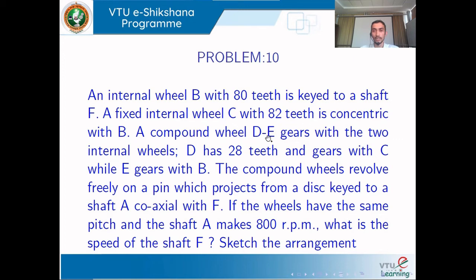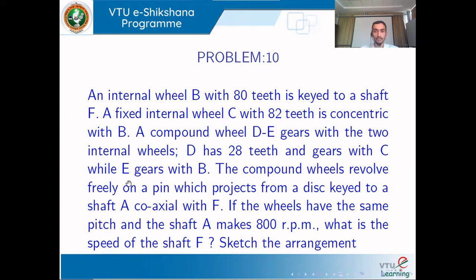A compound wheel DE gears with two internal wheels. So the power is transmitted between these two internal wheels using this compound gear. On this compound gear, D has got 28 teeth, and the teeth on E is not mentioned. And D will gear with C, and E will gear with B.